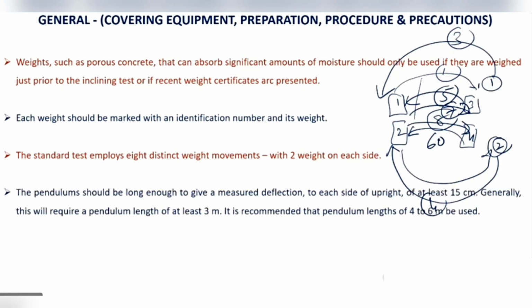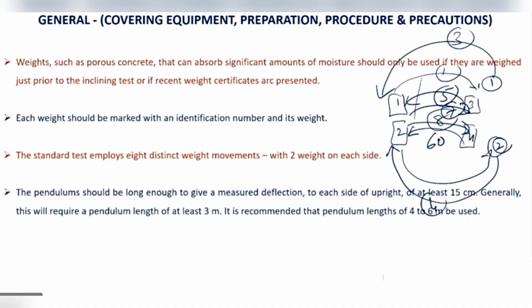Pendulum should be as long as possible. They should be long enough, but they also suggest that they should cause a deflection of at least 15 centimeters on each side. Now, when you do numericals, you may get a deflection of 8.3 centimeters or 7.5 centimeters. Don't worry about what is documented here, because somebody has set that numerical, and whatever value is there, you will use it. But as far as the code is concerned, it says the pendulum should be long enough to give a measured deflection to each side of the upright of at least 15 centimeters.